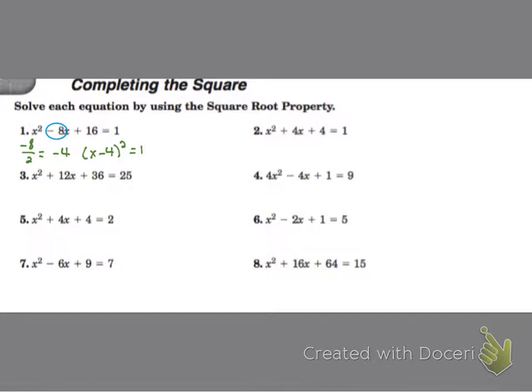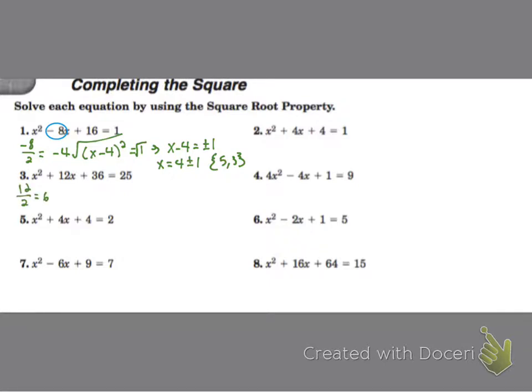Well, from here, we solve. Take a square root, x minus 4 equals plus or minus 1. Add 4 plus or minus 1. We get an answer of 5 and 3. 4 plus 1 is 5, 4 minus 1 is 3. This is the square root property.